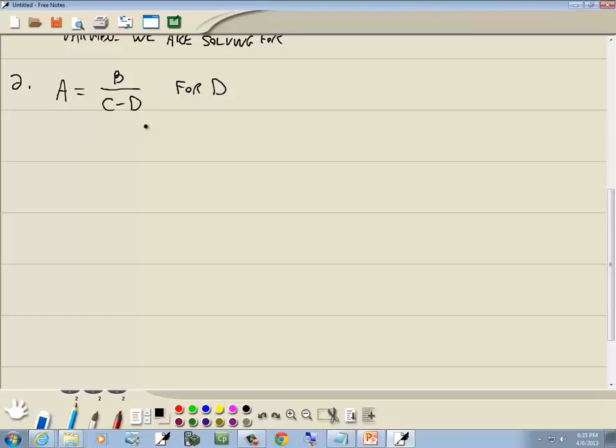Multiply everything by the LCM of all your denominators. Well, we only have one denominator, so that is our LCM. So we'll multiply both sides by c minus d. So we'll multiply the a by it, and we'll multiply this fraction by it.